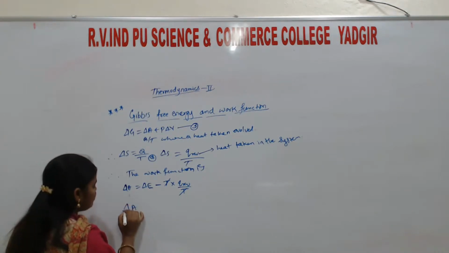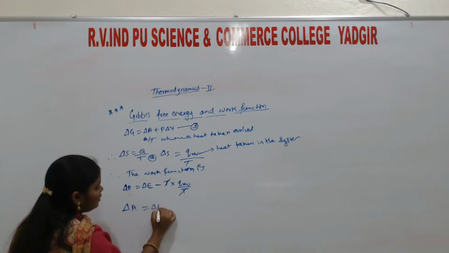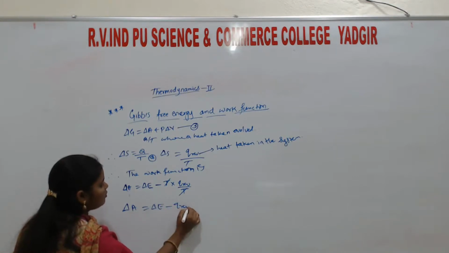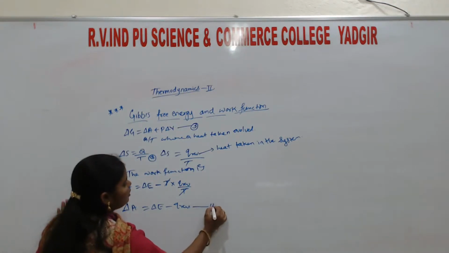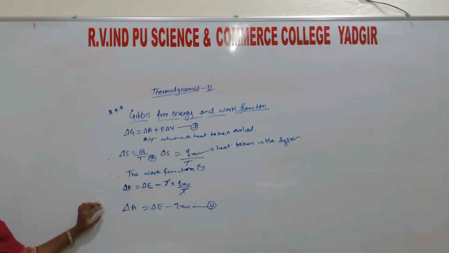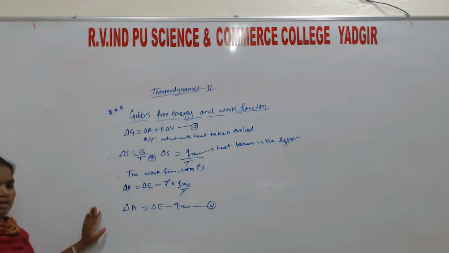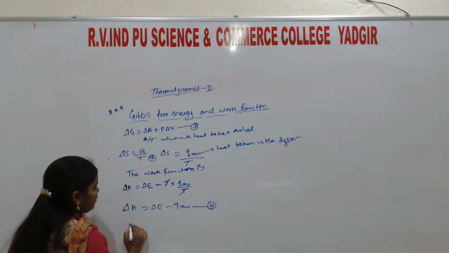Delta A is equal to delta E minus Q reversible. This is equation number 3, and this is equation number 4. According to the first law of thermodynamics, delta E is Q reversible minus W.